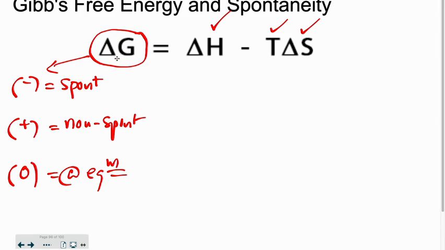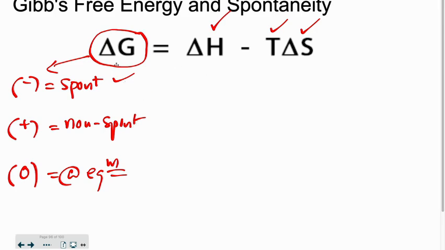If delta G turns out to be negative, then that means the reaction is going to be spontaneous. If you solve this and delta G is positive, then you can say, oh, the reaction is not spontaneous. So, the other question you will be asked will be, what values of delta H and delta S will make delta G negative or positive or equal to 0. So there are 4 scenarios that you should be aware of.